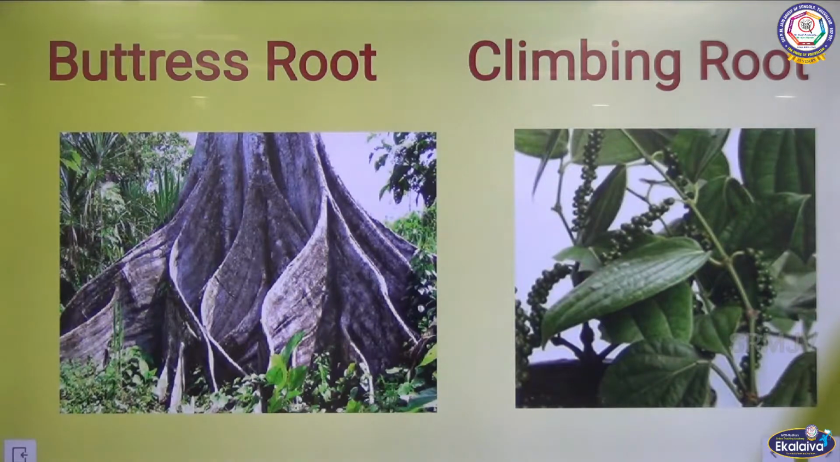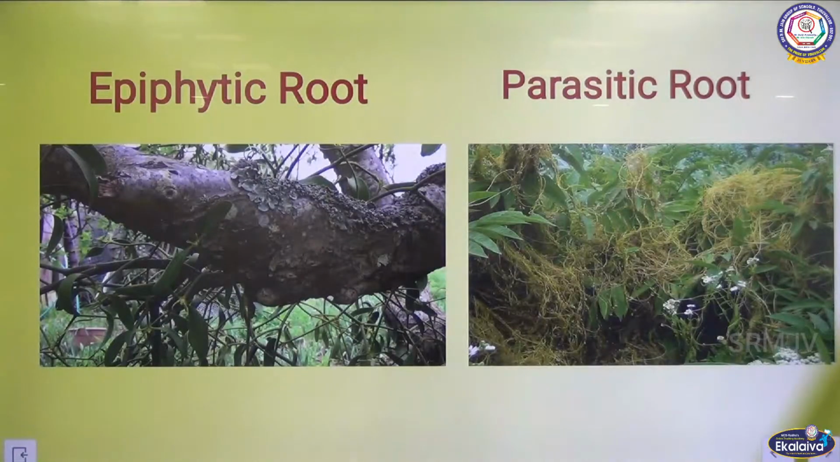The next picture what you can see is a climbing root. You know that the roots which help in climbing are called climbing roots. You will find it in pepper. And this is an epiphytic root. Some epiphytic orchids develop a special kind of aerial roots which hang freely into the air, and these roots develop a special tissue called velamen tissue, and this velamen tissue will help in absorption of water and minerals from the surrounding air.